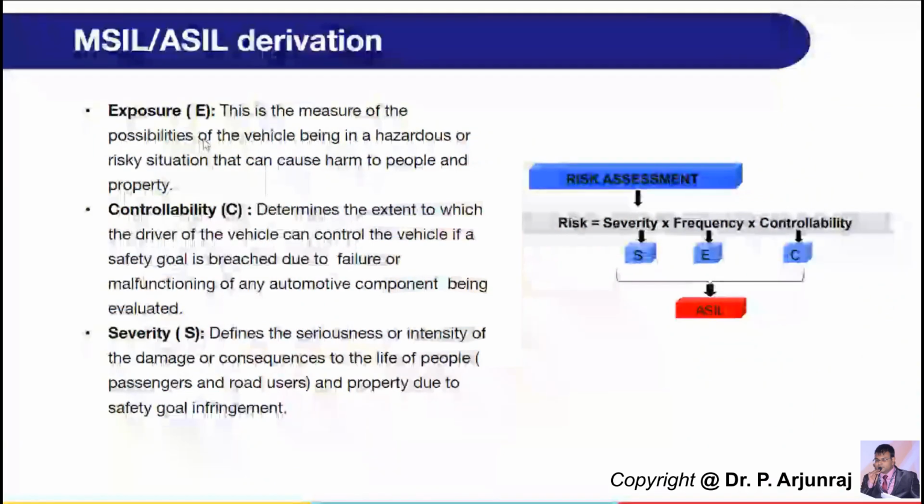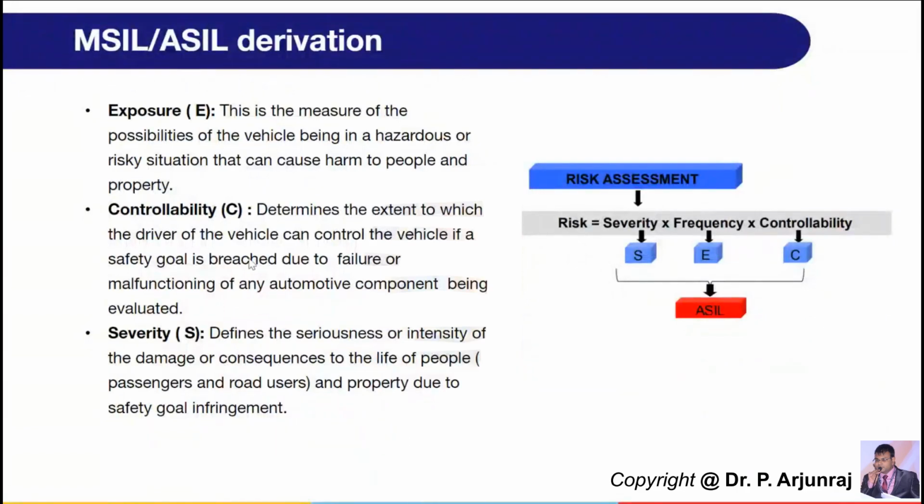And you know that exposure is nothing but the measure of the possibility of the vehicle being in a hazardous or risky situation, which can cause harm to the people and the property. The possibility is nothing but the probability. The measurement of possibility is nothing but the probability of the vehicle being in a hazardous or risky situation that can cause harm to the people and the property.